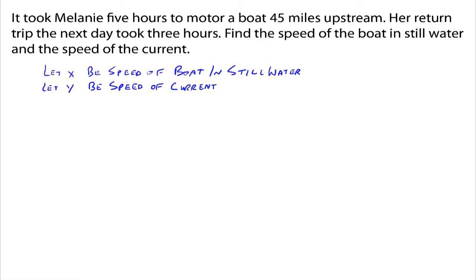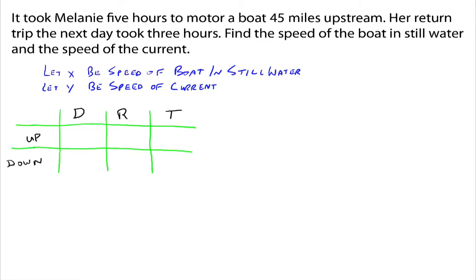So I like to set up this little chart, right, where I have distance, rate, and time going across the top here. And then we have two things going on here. She's going upstream, which is this first row, and then downstream, which is this second row. We're going to fill in these 6 boxes is the plan. Right? So for upstream, the distance that she goes upstream, it took her 5 hours to motor a boat 45 miles upstream. So the distance is 45 miles upstream.